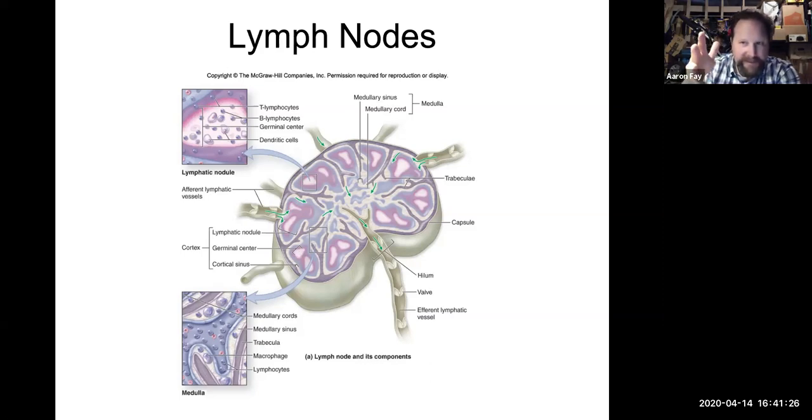Macrophages, B cells, surrounded by T cells, right? You've heard it over and over again. It's the same basic thing. We're just seeing slight structural differences depending on where we are in the body. The spaces around the germinal centers through which lymph flows are the cortical sinuses.